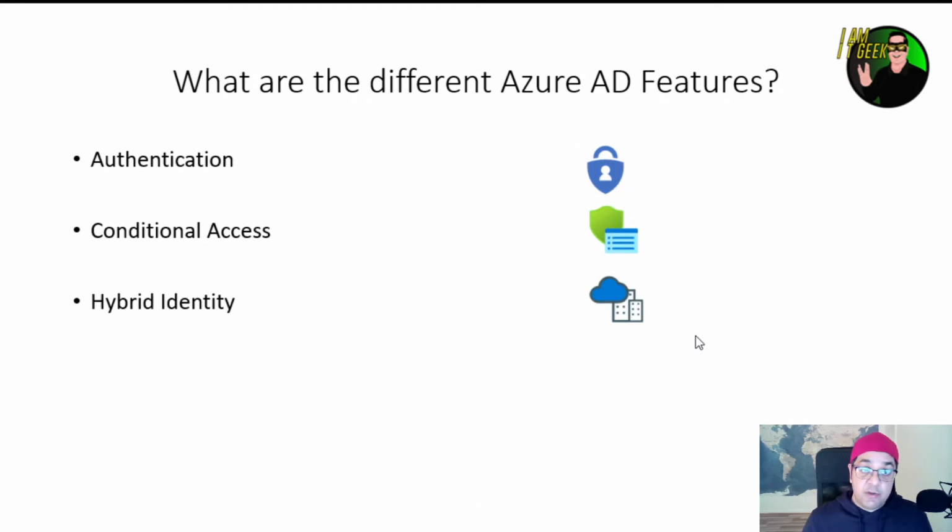Hybrid identities is a really good feature. You can use Azure Active Directory Connect and Connect Health to provide a single user identity for authentication and authorization to all resources, regardless of the location. So it could be cloud or on premises.